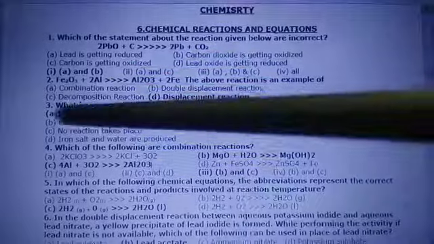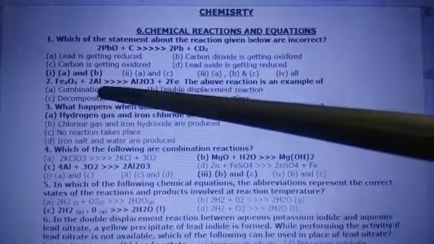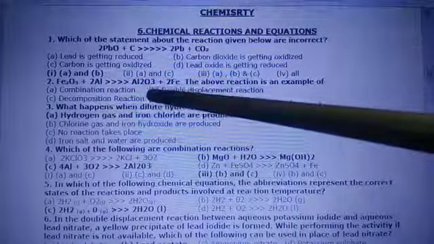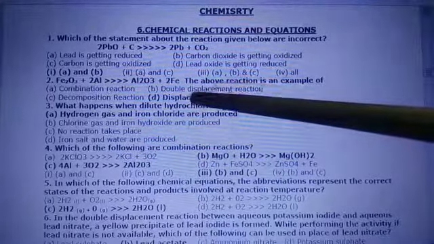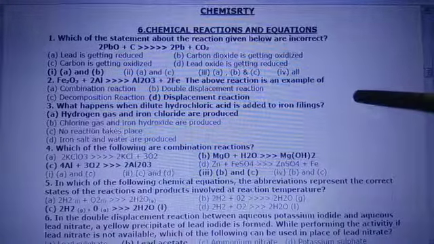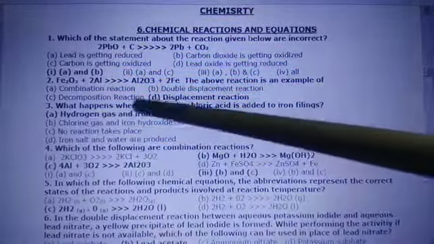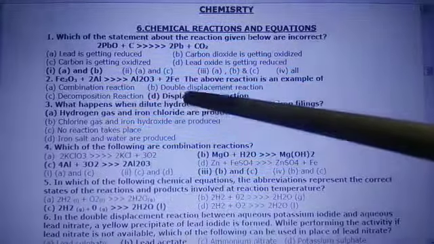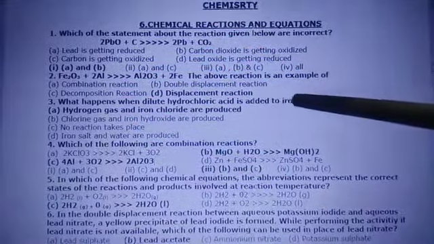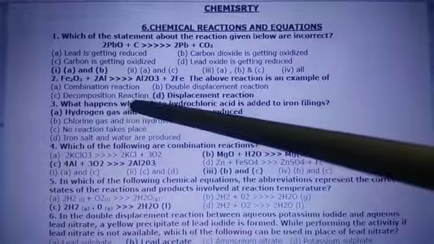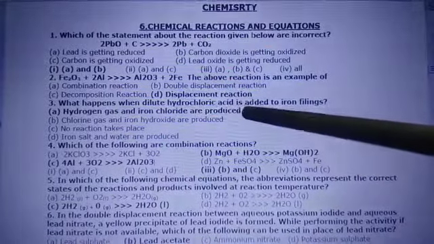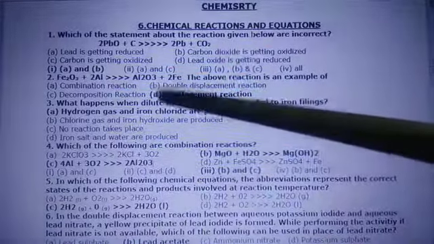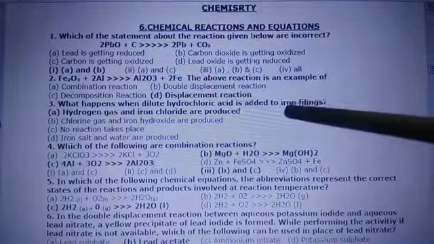Second question, Fe2O3 plus 2Al gives Al2O3 plus 2Fe. The above reaction is an example of A. Combination reaction, B. Double displacement reaction, C. Decomposition reaction, and D. Displacement reaction. The answer is displacement reaction.